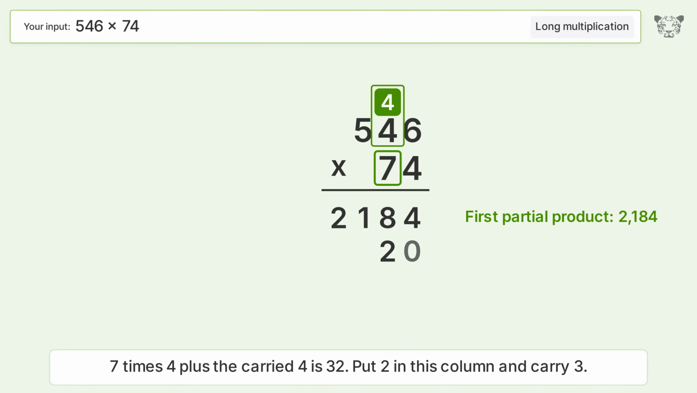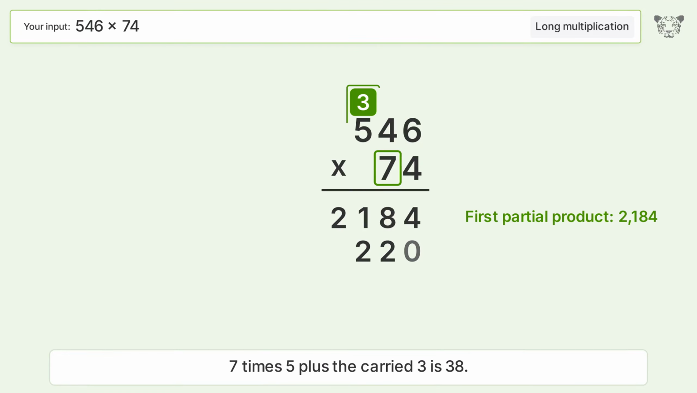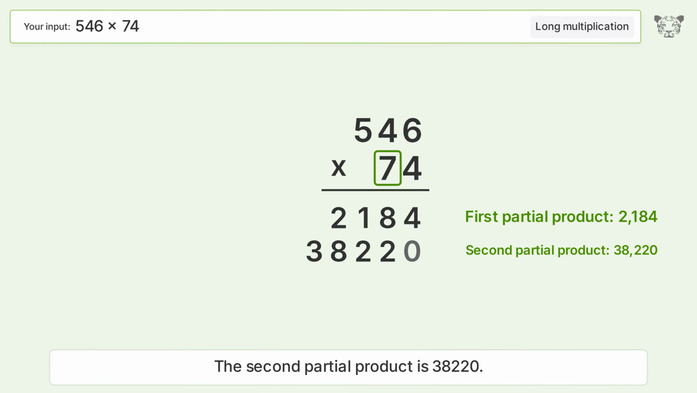7 times 4 plus the carried 4 is 32. Put 2 in this column and carry 3. 7 times 5 plus the carried 3 is 38. The second partial product is 38,220.